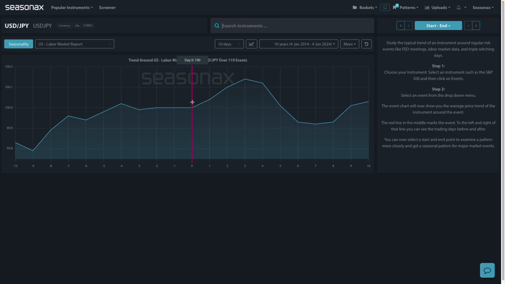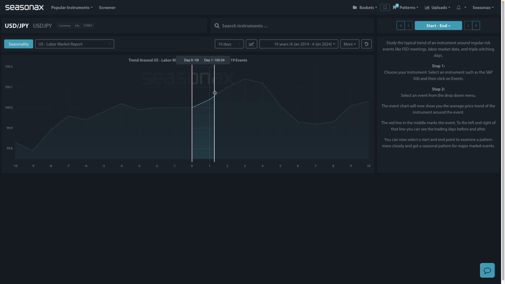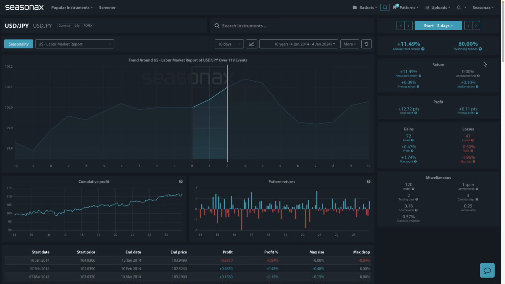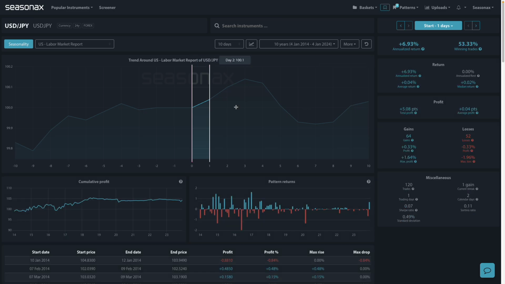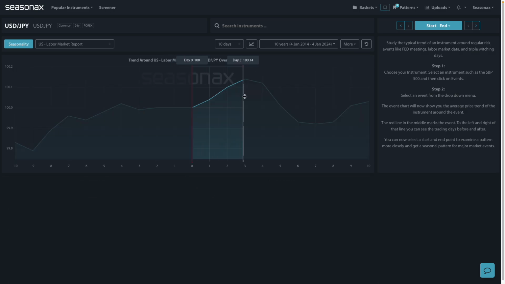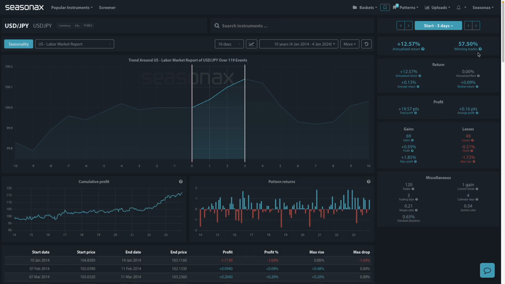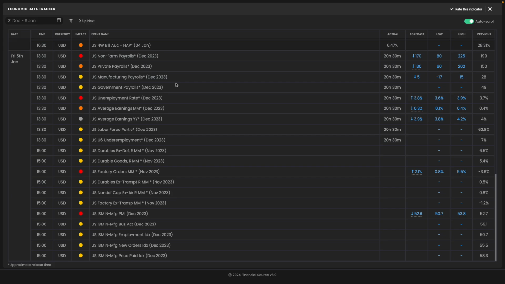So will we see dollar yen gains in keeping with the seasonal event bias? Look here, the dollar yen over the last 10 years has gained on average 60% of the time for a 0.09% average return. So there is a bias for the upside in the 2 days after the US labour market report, and on the day after you can see that it's around 50%, but if you extend it out to 3 days you can see that moves up to that 57.50 winning trade percentage. So there is a bias for upside in the dollar yen with the non-farm payrolls.